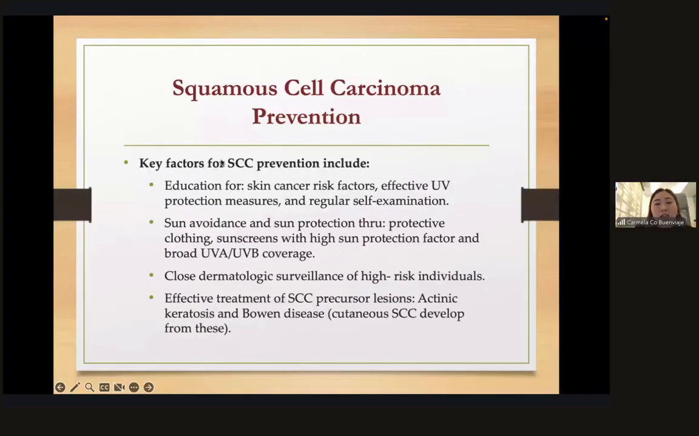So these are the key factors for SCC prevention. Education for skin cancer risk factors, effective UV protection measures, and regular self-examination of the patient. And then sun avoidance and sun protection. And then close dermatologic surveillance for those at high risk. And effective treatment if the patient already has SCC precursor lesions such as actinic keratosis and Bowen's disease.